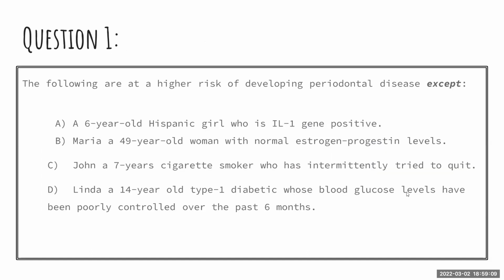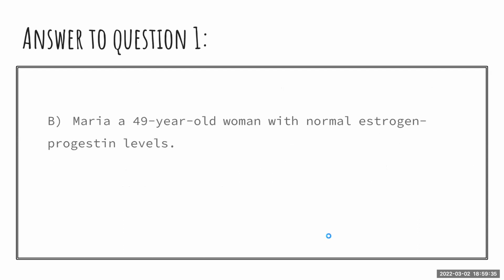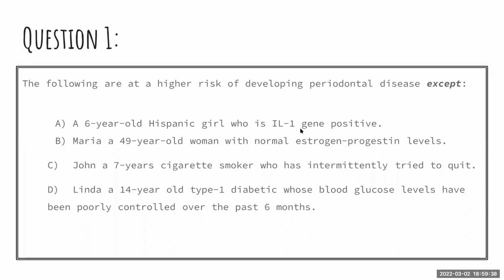All right, let's get to some questions. The following are at a higher risk for developing periodontal diseases, except, so you've got all sorts of stuff here. B? And it's B because it was saying normal levels. 49, she hasn't hit menopause yet. It would have been different. It would have been all of the above are susceptible if it said that she was in menopause.